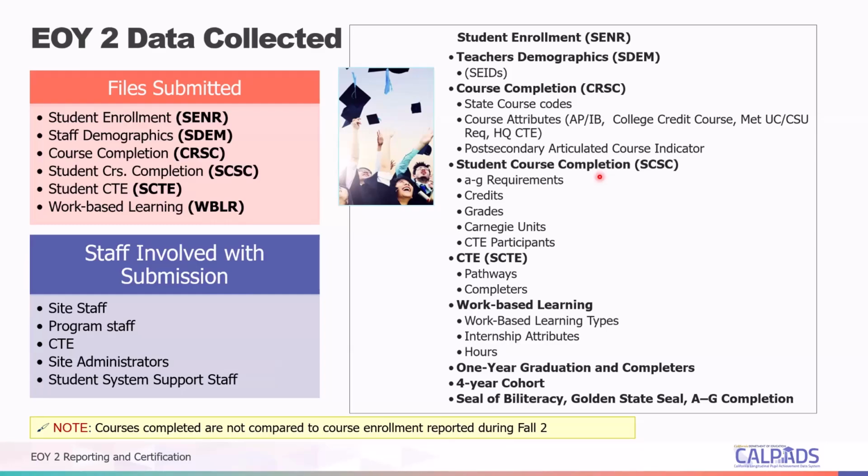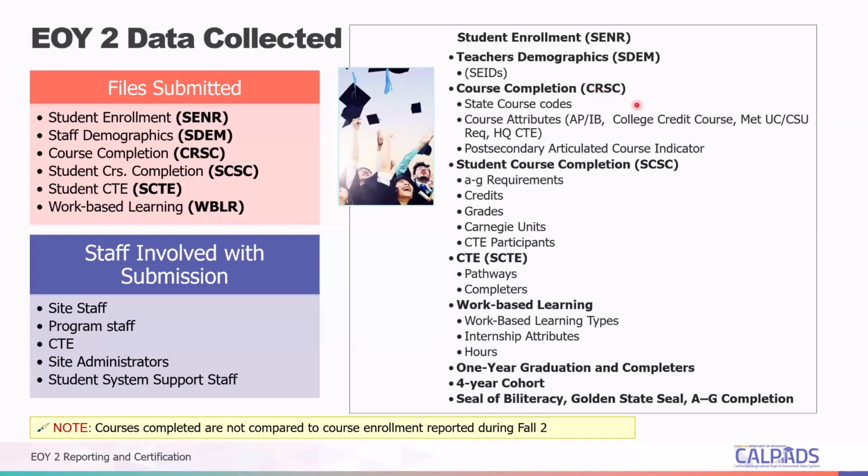On a more granular level, EY2 data would include the student enrollment, which allows you to gain ownership to report supporting records. It also provides you the exit information, which will be used for the 1 year graduation and completers data collection. The SDM will include the SEID and, of course, identify the teacher associated to a course.